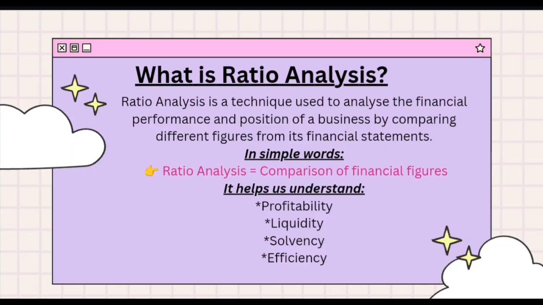Now, what is ratio analysis? Ratio analysis is a technique used to analyze the financial performance and position of a business by comparing the different figures from its financial statements. In simple words, ratio analysis is equal to comparison of financial figures. It helps us to understand the profitability, liquidity, solvency and efficiency.